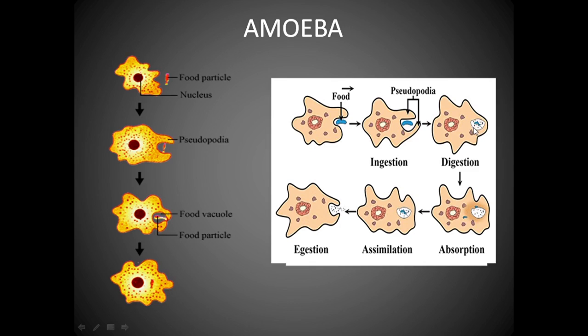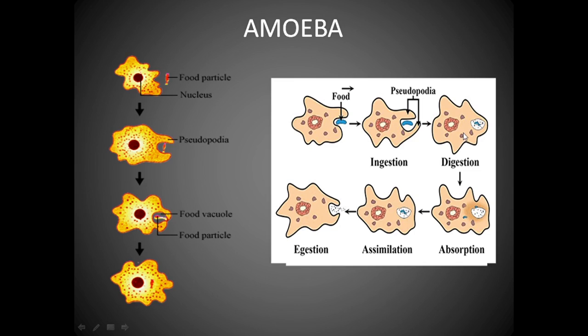Now you can see that this white colored almost circular thing is the food vacuole, so food vacuole formation has taken place. The food is inside the food vacuole. Various digestive enzymes are secreted into the food vacuole and digestion takes place. So that's the second process, digestion. Now the third process, absorption. The digested food material is diffused into the cytoplasm.